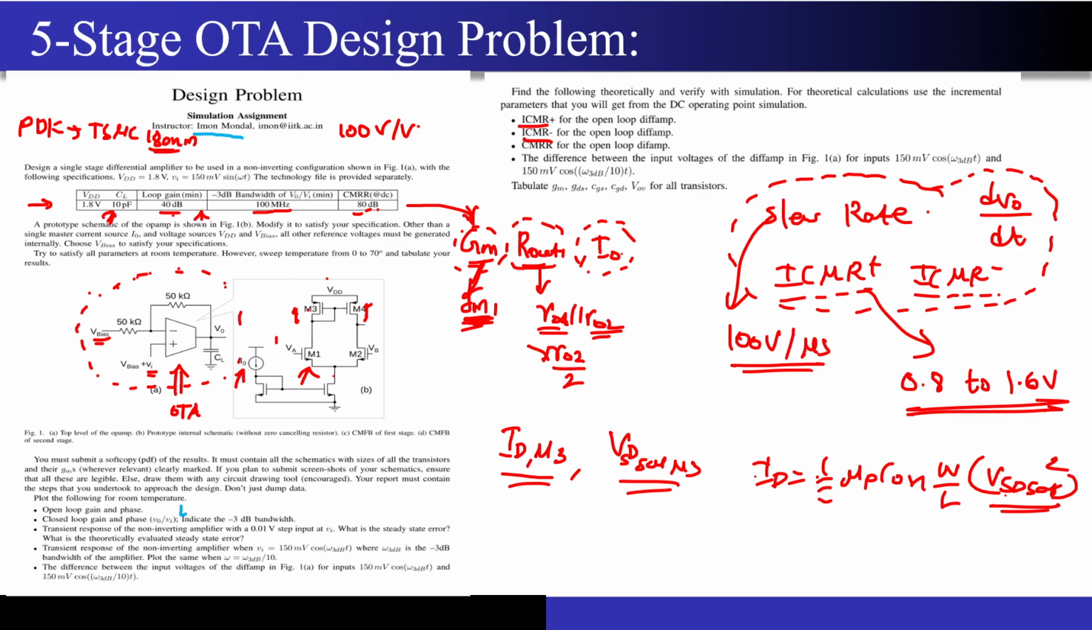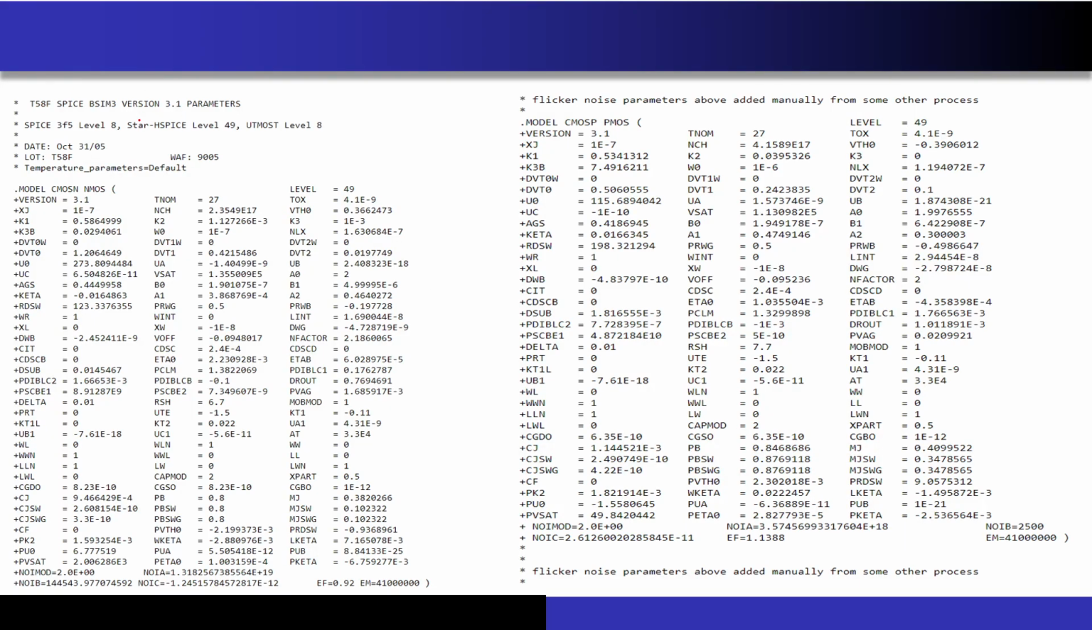You know VSD SAT, you know ID, you know mu p Cox. From where will you get the mu p Cox? For that, they have given you this PDK, the TSMC 180 nanometer technology. Now from here, you have to see whether you can find out the value of mu p and mu n or not. So from here, you have to find those values. How will you get the Cox? The Tox, the thickness of the oxide, has been given to you over here.